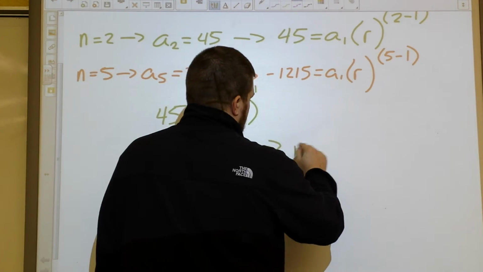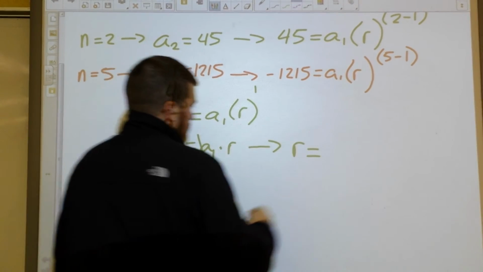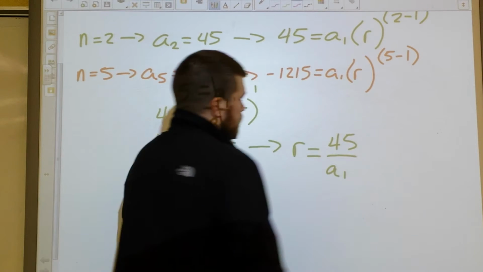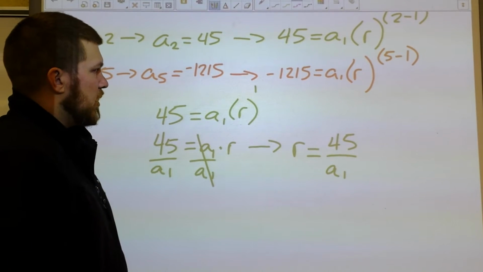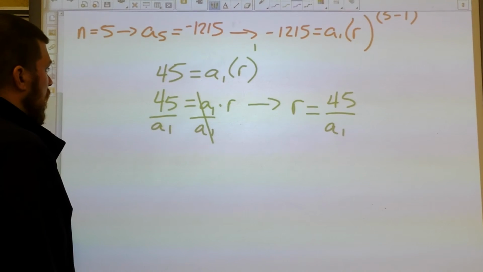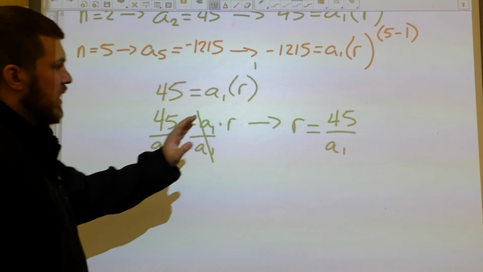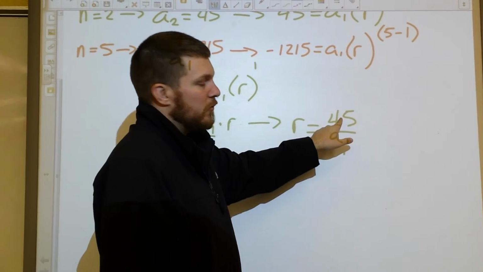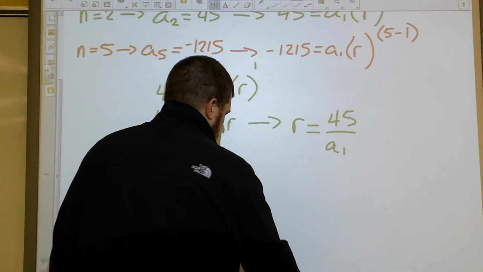So that means everywhere I see an r, I can put in 45 divided by a sub 1. Okay, so now that I have that, I'm going to substitute into the red equation. Everywhere I see an r, I'm going to put in 45 divided by a sub 1.